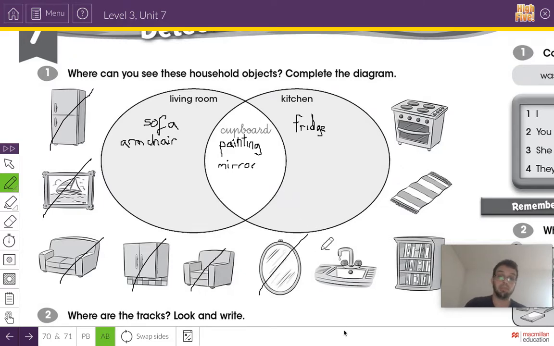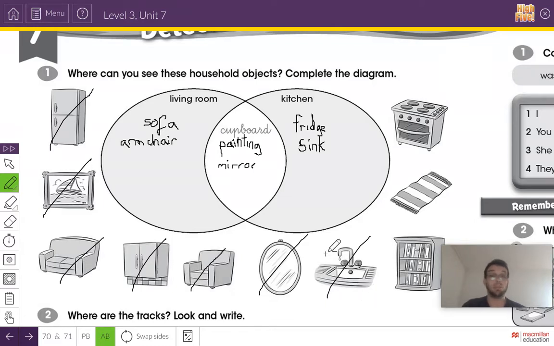Anyway, mirror. What was this? Do you remember? Have a look in the book. All right, it's a sink. Good. Where do we find the sink? Well, hopefully not in the living room. So we're going to write it in the kitchen here. Let's see, I do an S. Sink. Okay, so there's our sink.